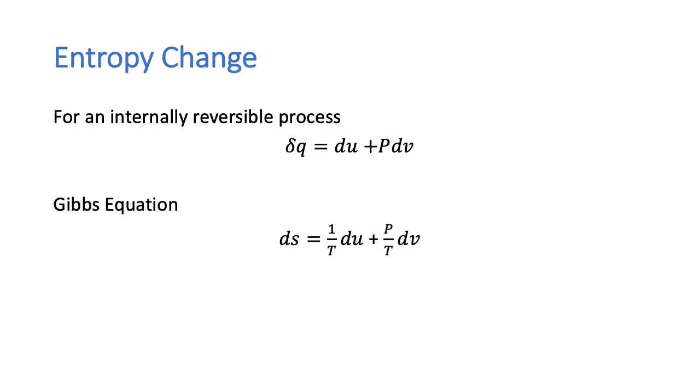Next, let's write down the Gibbs equation. ds is equal to 1 upon T dU plus P upon T dV. Taking 1 upon T common, we have 1 upon T into dU plus P dV. But this, we have shown, is equal to delta Q. We can therefore write ds is equal to delta Q over T, and we put the subscript internally reversible to remind ourselves that we have assumed that this is an internally reversible process.